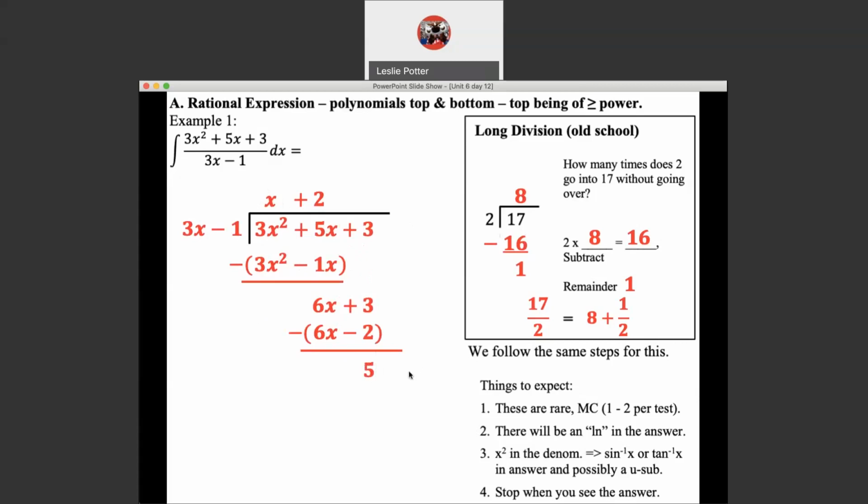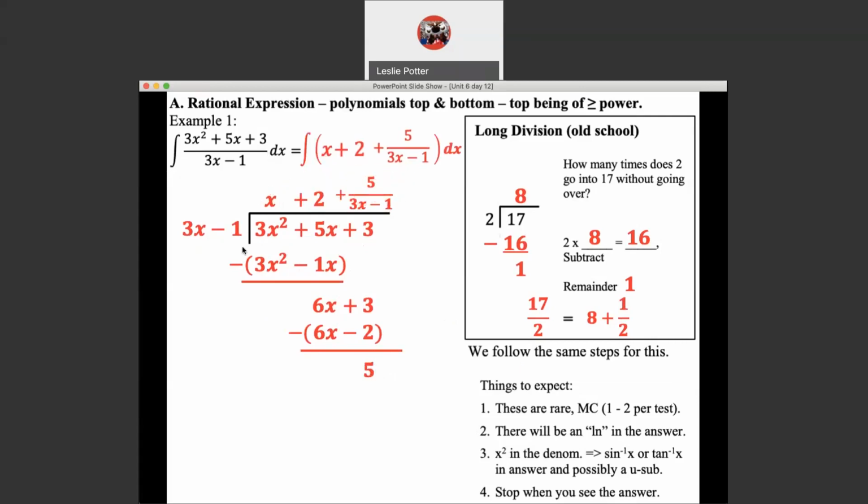We have nothing more to bring down. This is now smaller, right? This is 5x to the 0 power, smaller than this. So we have a remainder of 5. So the way we write that is plus 5 over 3x minus 1, just like the plus 1/2 here. So this is an equivalent expression for this rational expression.